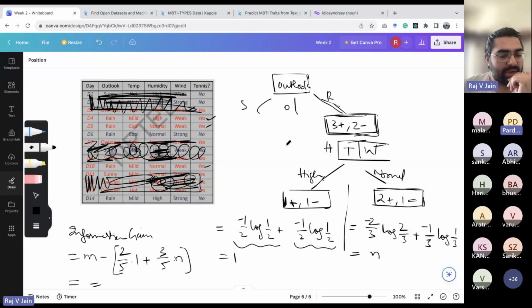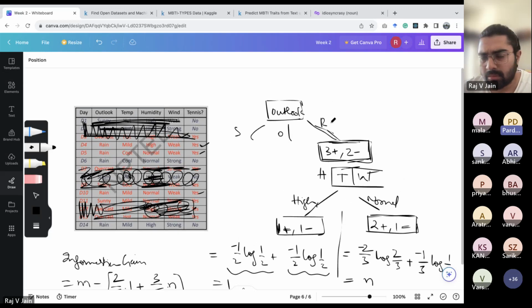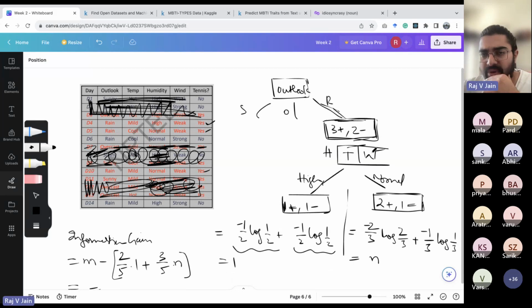Yeah. Okay. Sorry. Hello. Yeah, go ahead. My question is, what if we have, for example, the root on rain from Outlook? If we have 3 positive and 3 negative, and then we want to split on an attribute, say wind. Let's say wind high is 1 positive and 2 negative.